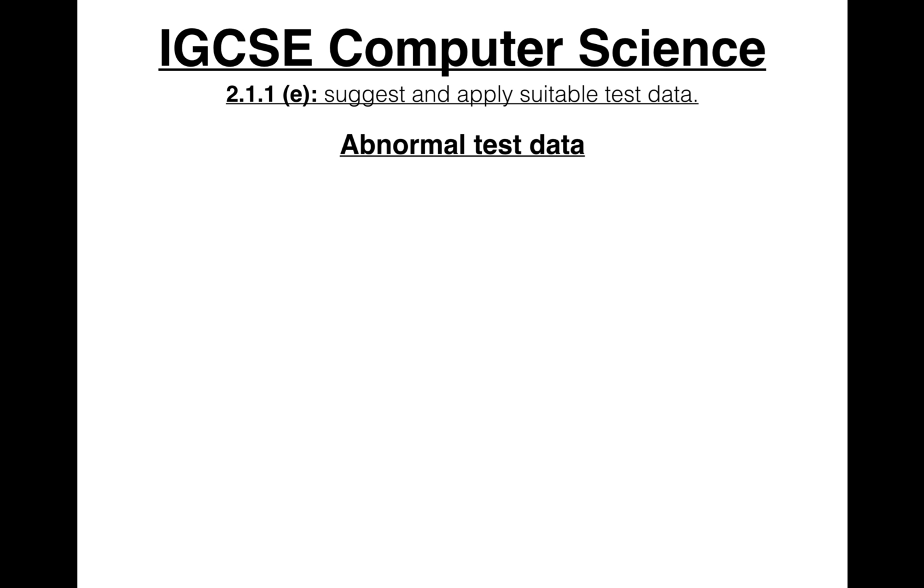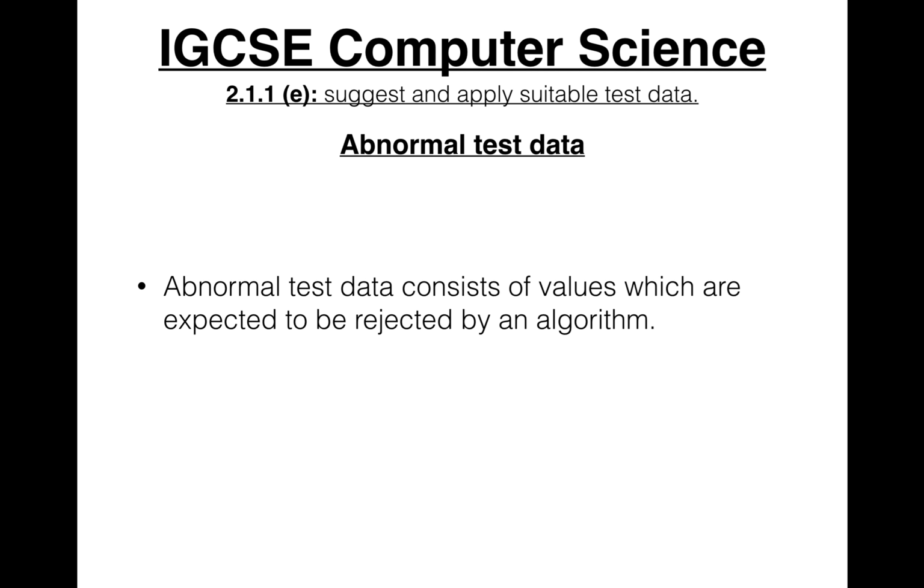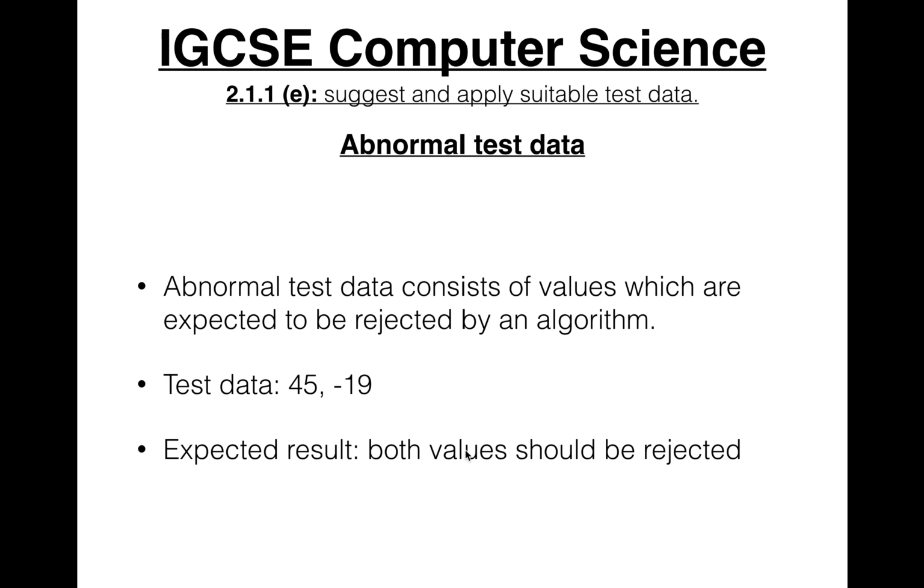Second one is abnormal test data. Abnormal is basically values which are expected to be rejected by the algorithm. For example, 45 or minus 19. In this program, it accepts values from 0 to 25 inclusive, so 45 would cause an error. The expected result would be both values should be rejected, and the error message should be printed out saying the test mark is out of range, or whatever.